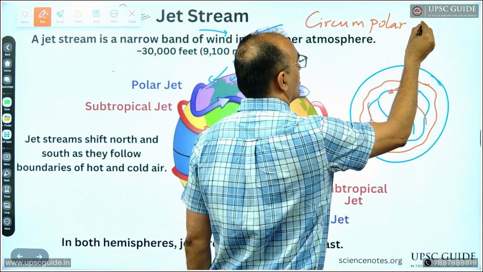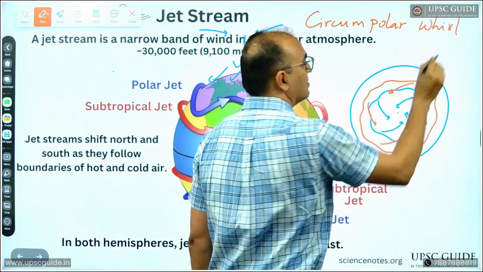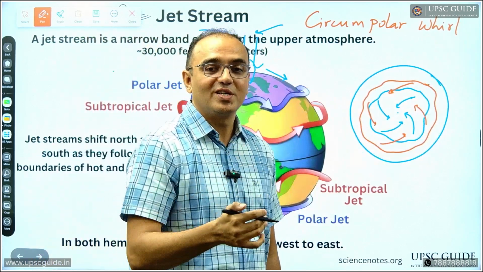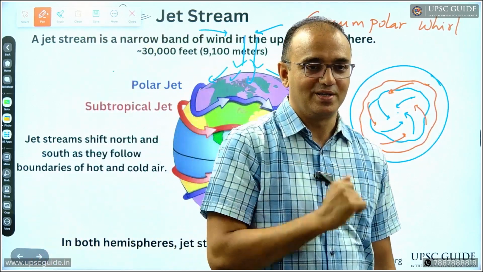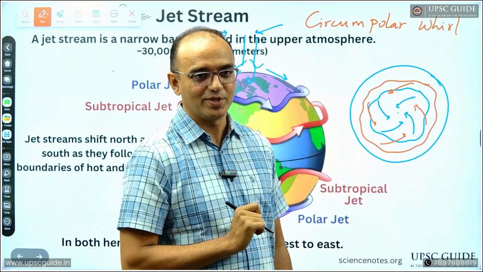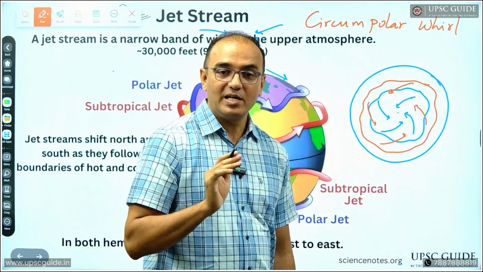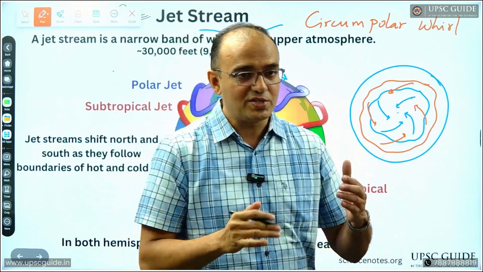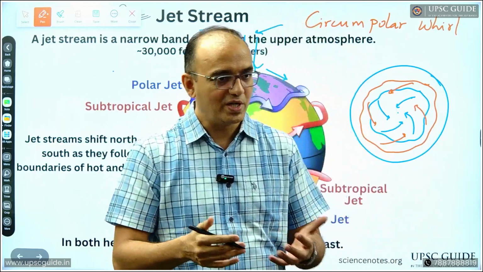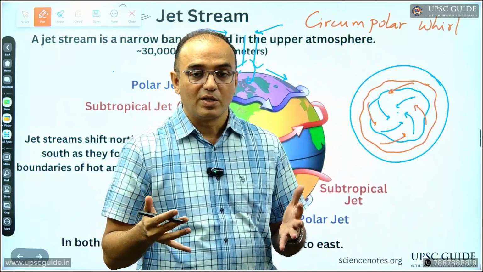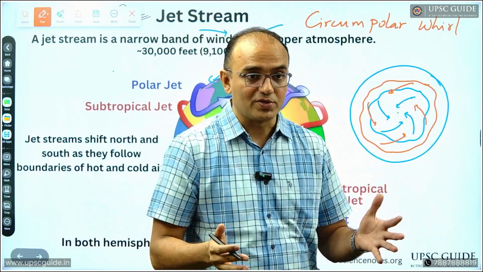Circumpolar whirl, right? The equatorward portion of the circumpolar whirl has these jet streams embedded into it. And this whirl reaches its peak when there is winter in the northern hemisphere. This whirl reaches nearly till the tropics in the upper atmosphere.